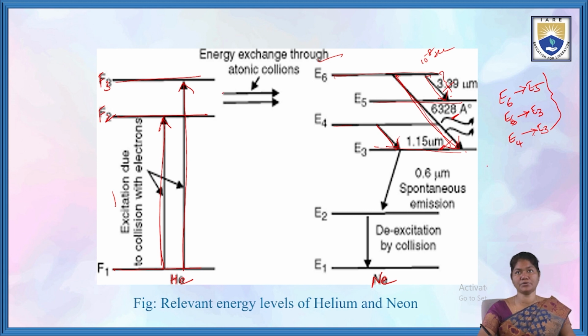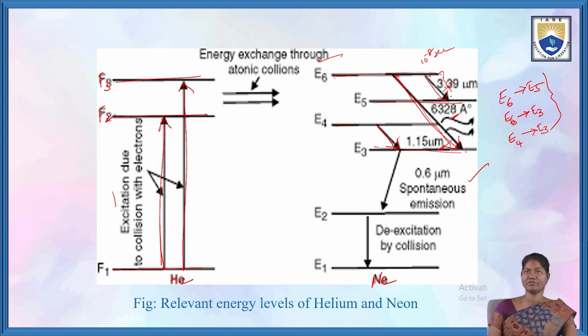So E3 to E2, there is a spontaneous emission. This transition of E3 to E2 is spontaneous emission. After this spontaneous emission, they may get de-excited because of colliding with the walls of the discharge tube, and they fall back to the lower energy state. So like this, the lasing action takes place in this helium neon laser.